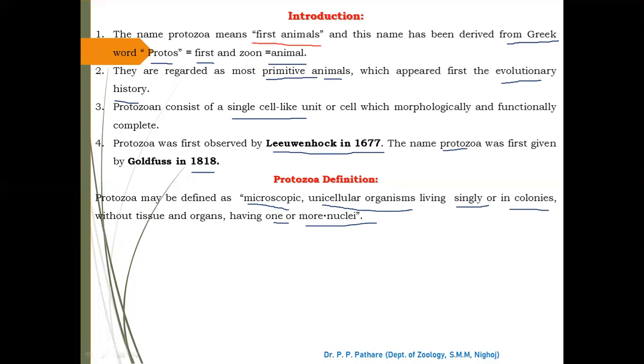Protozoa may be defined as a microscopic, single cell like unicellular, solitary or colonial habitat, without tissue and organs in the cell, and most important, this cell having one or more nuclei is called protozoa. I hope you understand what is the protozoa. If you have any question or any difficulty regarding this point, you can ask me in the comment box.